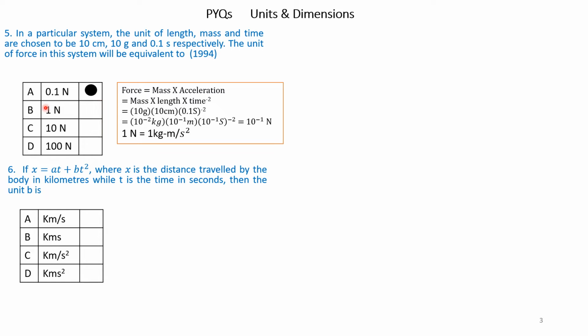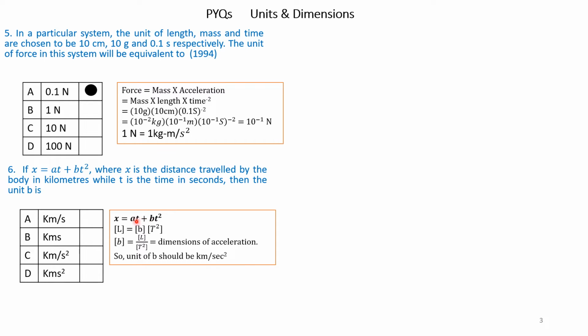If x is equal to at plus bt square, where x is the distance traveled by the body in kilometers, while t is the time in seconds, the unit of B is. So in this equation, we have to find the unit of the coefficient of t square, that is B. So let us do it. Given x is equal to at plus bt square, we have to write the dimension of x as L, and so the right side has to be B as it is into t square.